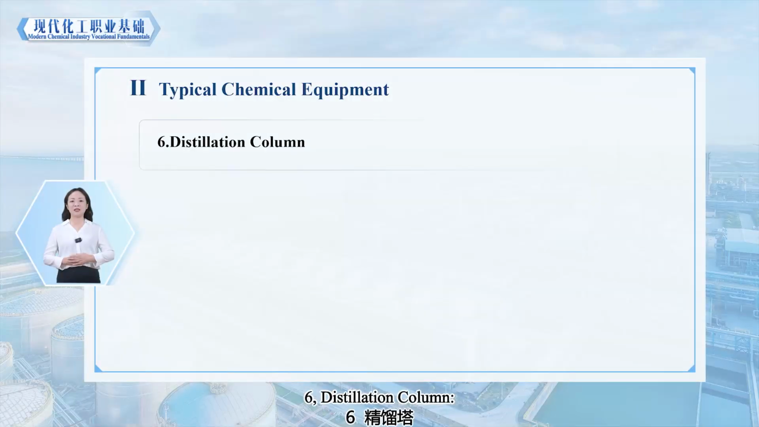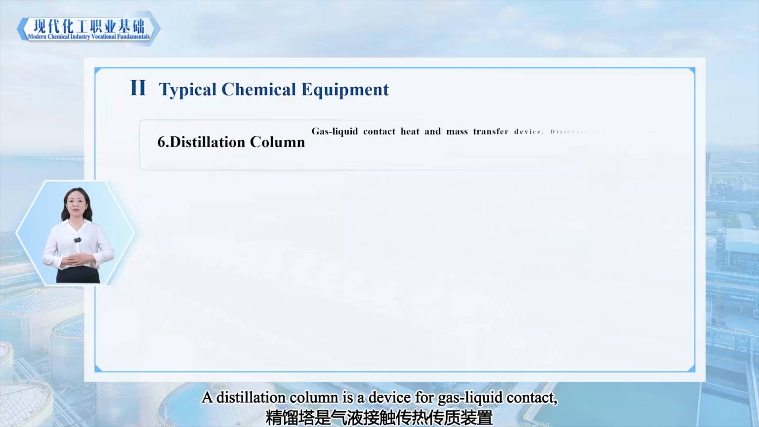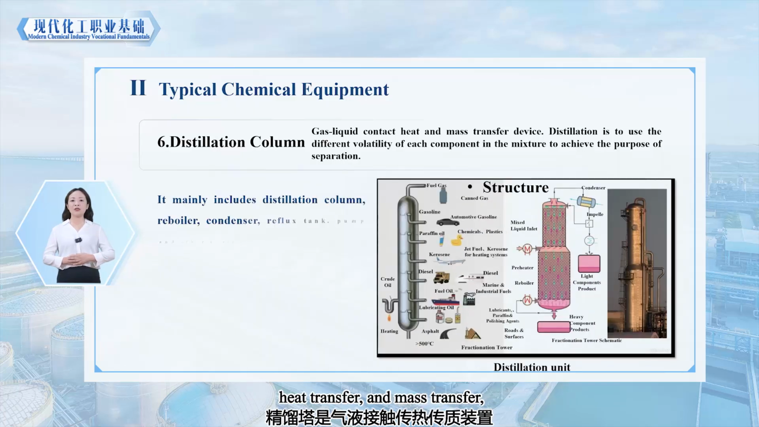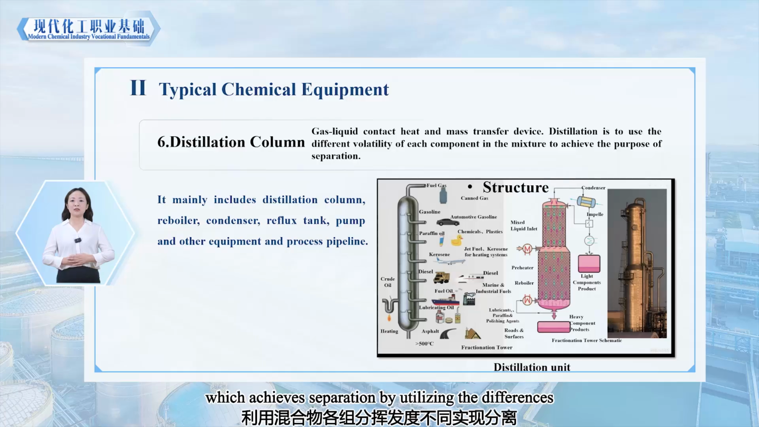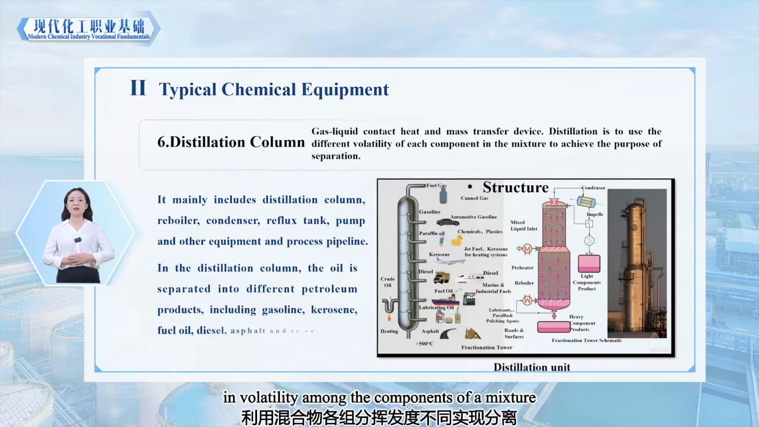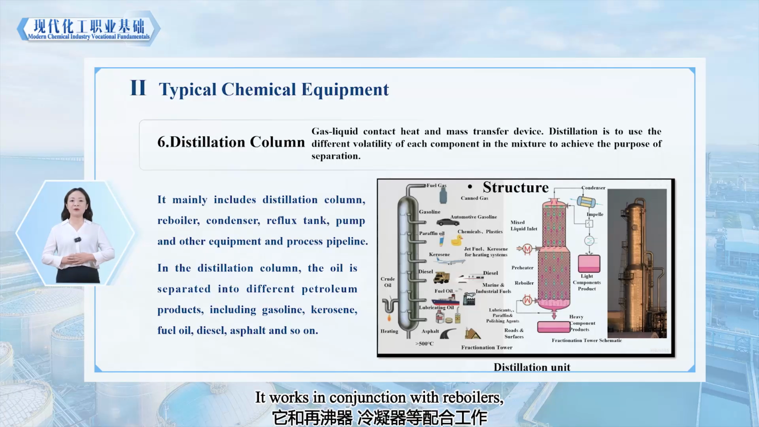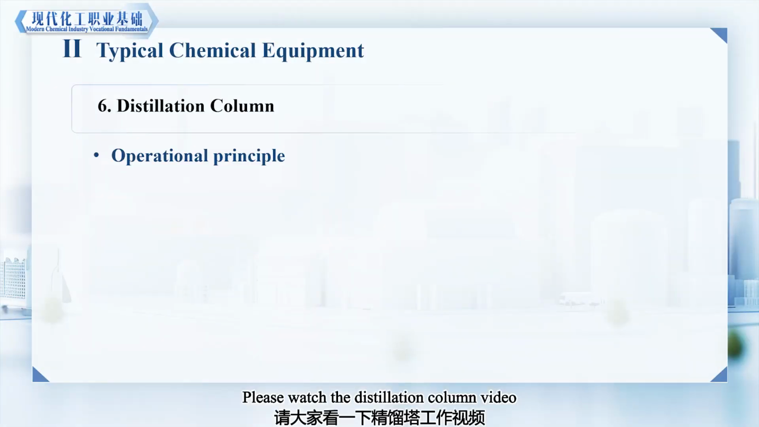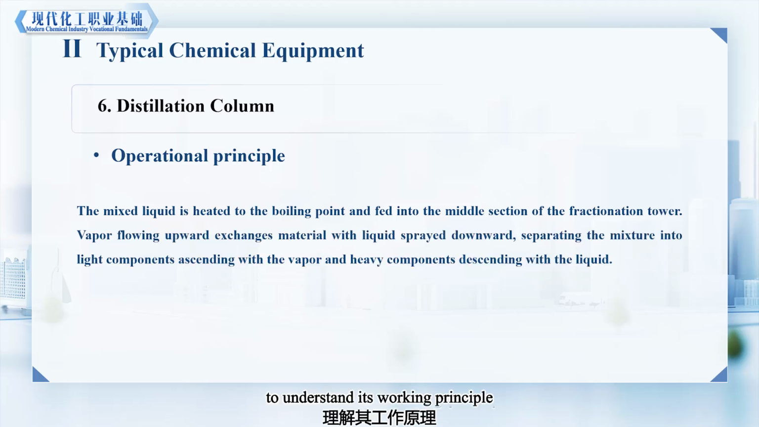Six, distillation column. A distillation column is a device for gas-liquid contact, heat transfer, and mass transfer, which achieves separation by utilizing the differences in volatility among the components of a mixture. It works in conjunction with reboilers, condensers, and other equipment. For example, in petroleum distillation, it can separate various products, such as gasoline and kerosene. Please watch the distillation column video to understand its working principle.